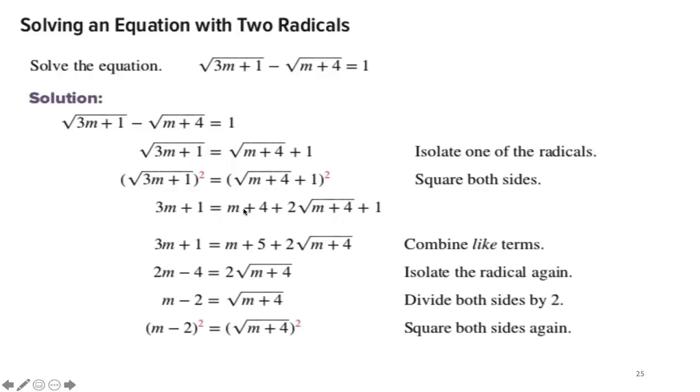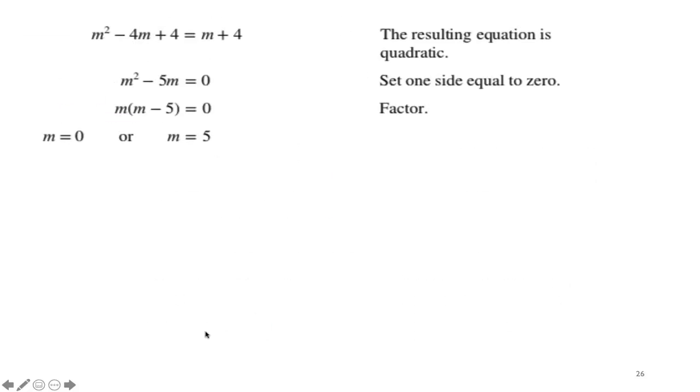So if I move everything here to the left side, then I get that 2m minus 4 is 2 times the root of m plus 4. Notice after I simplify, I move this over to the other side. And then now I can square both sides again to get rid of this radical. So notice we have to do this twice. So before I do that, let's divide by 2, and then I square both sides to get that.